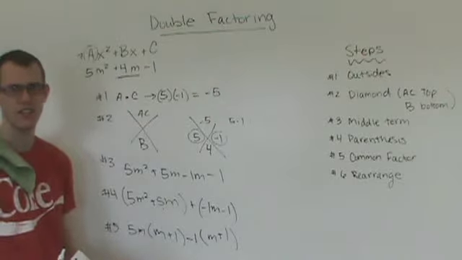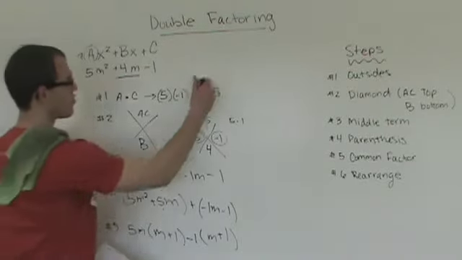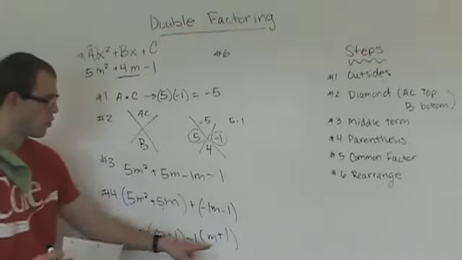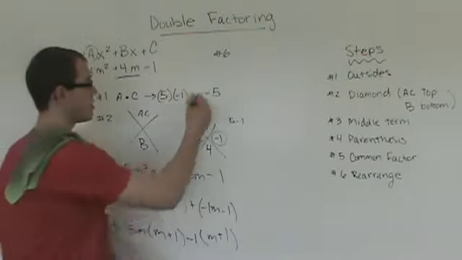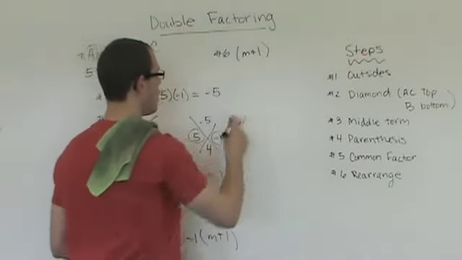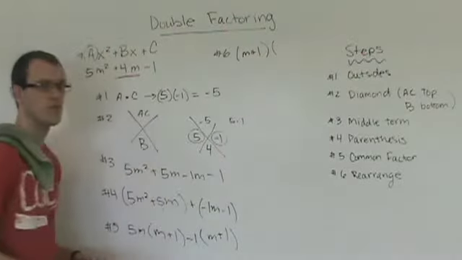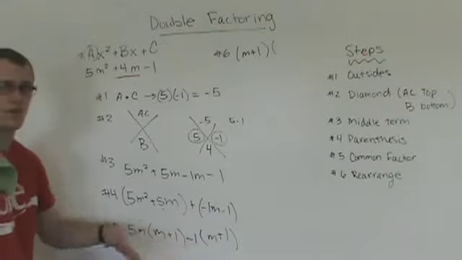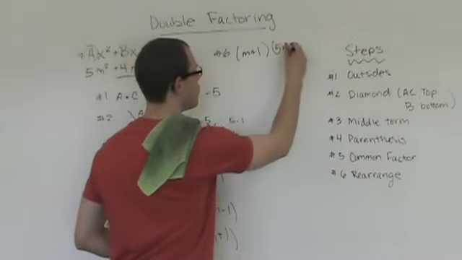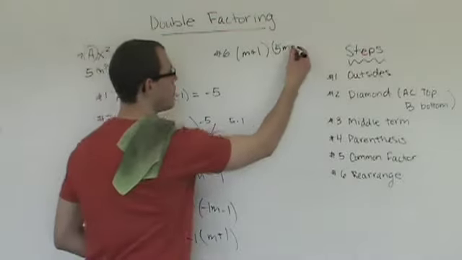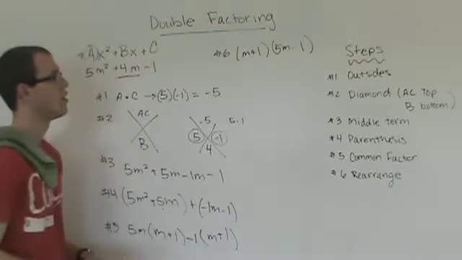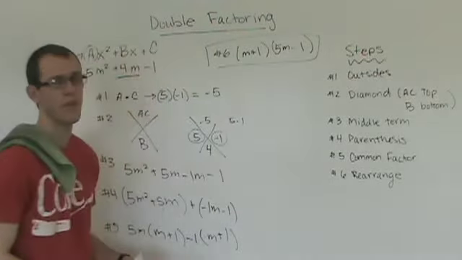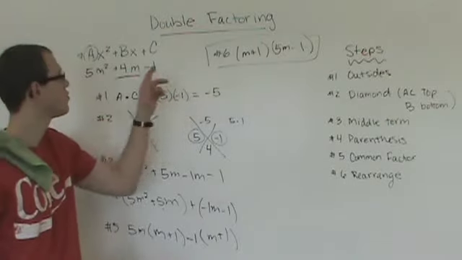Now all you have to do is write your answer down, and it's actually right there. So I'm going to write the answer up here. This is step number 6, rearrange. So what you do, write down what's in parentheses, so m plus 1. And next, for your last bit of parentheses, write what's in front of the first one and the second one. So there's a 5m in front of the first, and a -1 in front of the second. So that leaves us with our answer. This right here, number 6, is our answer. If you expand it, you'll get out what we started with.